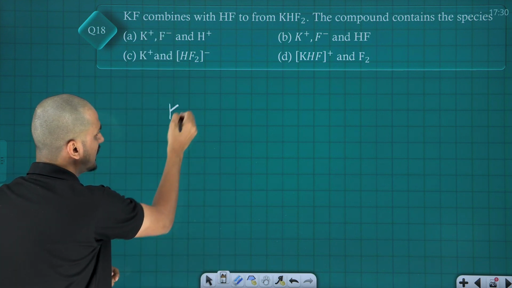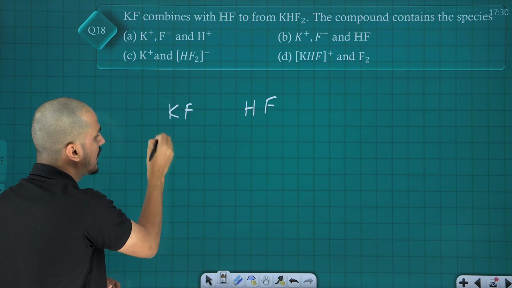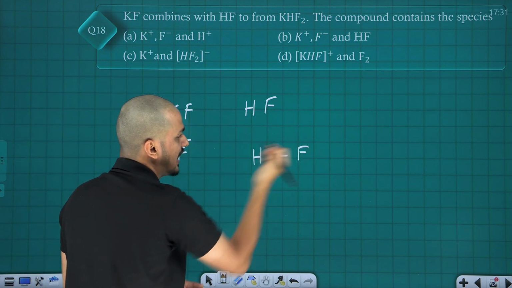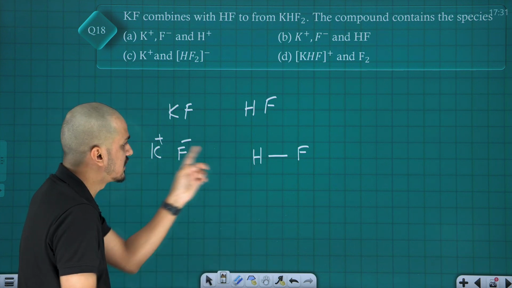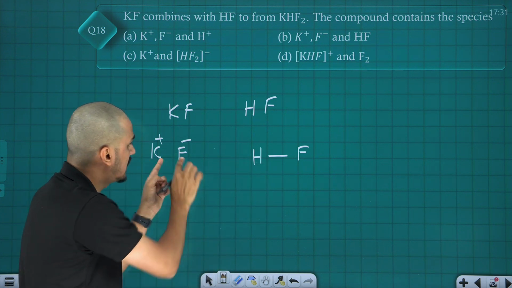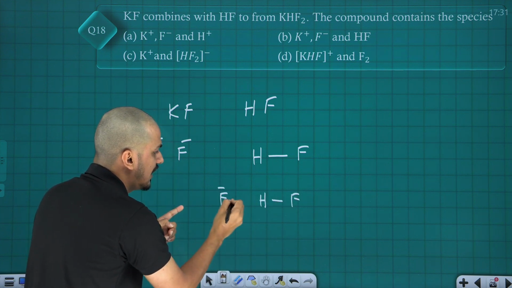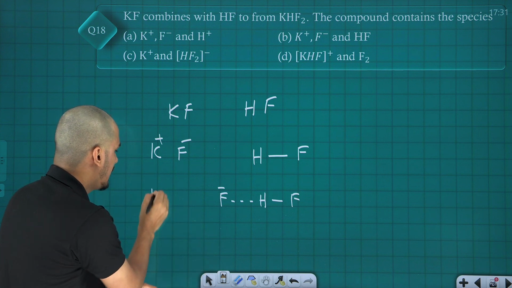KF combines with HF. KF means K plus and F minus. HF means HF. This is the HF. So here this F minus can go and form a hydrogen bond with HF, because fluorine is highly electronegative, and K plus.